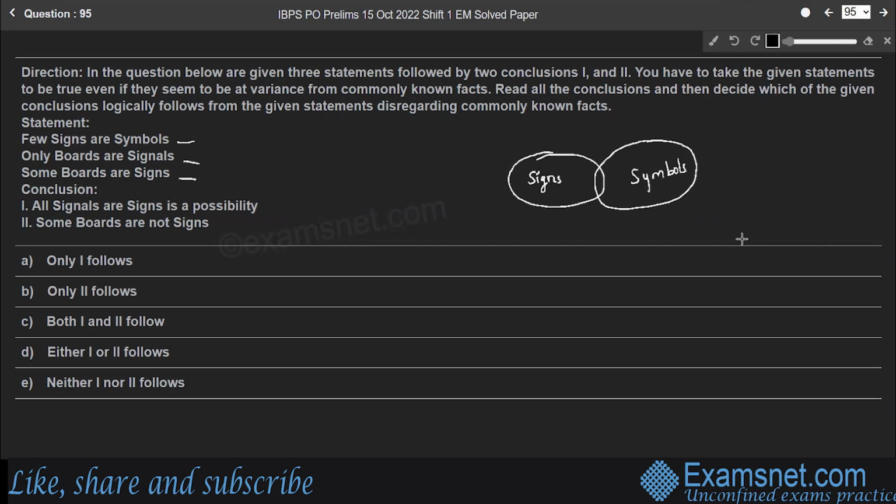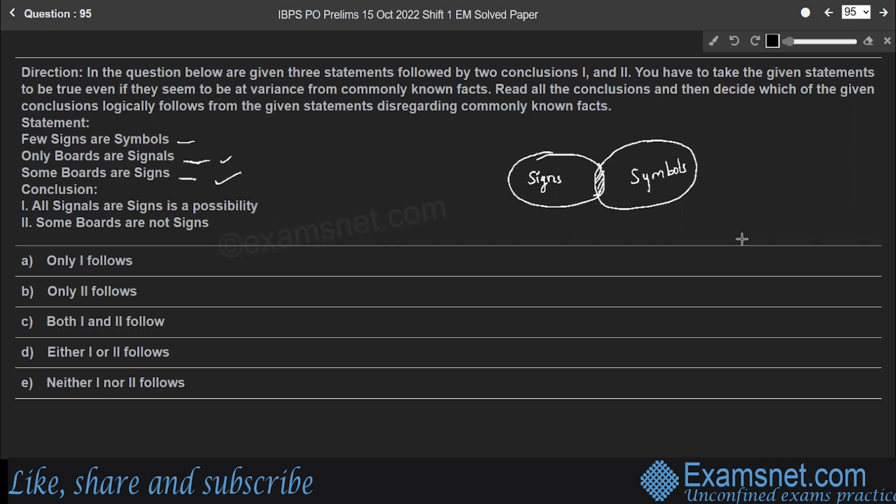Symbols. Right? So this shaded portion represents the first statement. And the second one, only boards are signals. Only boards are signals. That means the set of signals is completely included in the set of boards. Where exactly is the set of signals here? So for that, let us consider the third one.